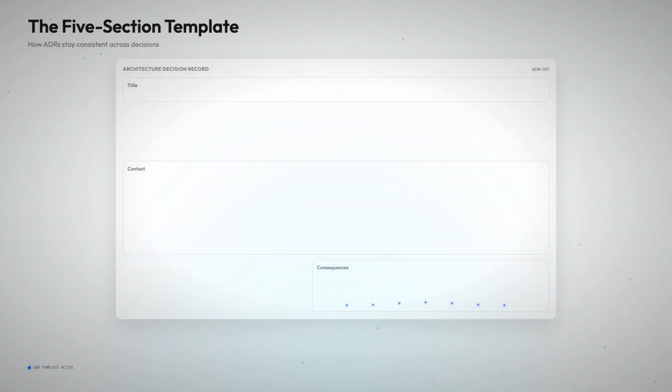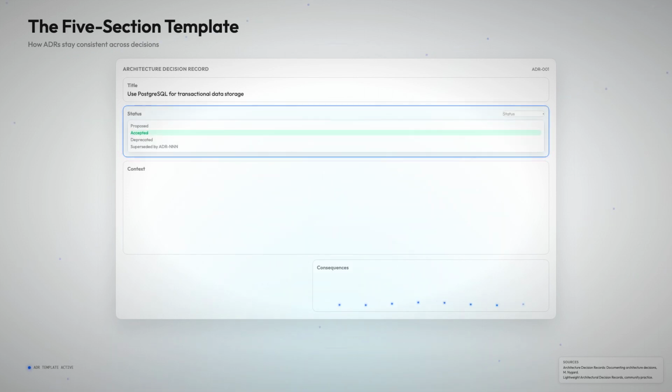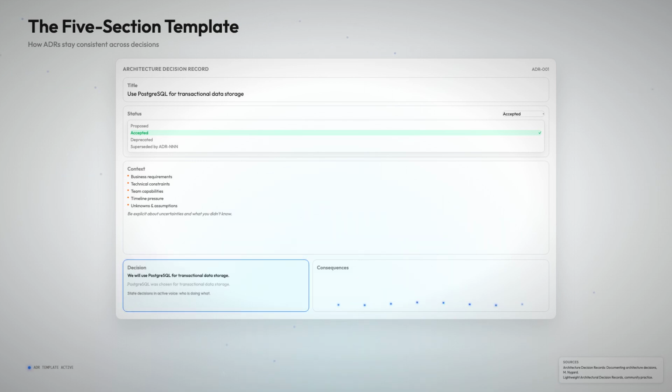ADRs use a 5-section template that ensures consistency. Title, a short noun phrase like use PostgreSQL for transactional data storage. Status, one of proposed, accepted, deprecated, or superseded by ADR NNN. Context, the forces at play, business requirements, technical constraints, team capabilities, timeline pressure. Be honest about what you didn't know.